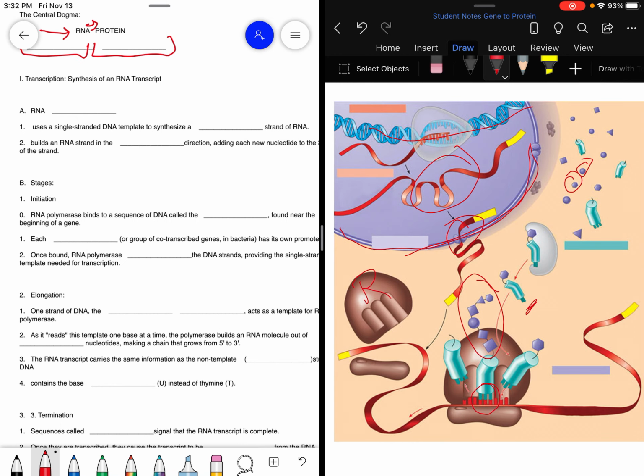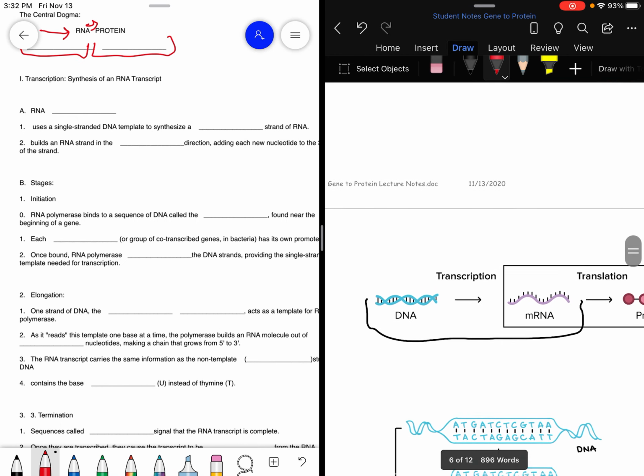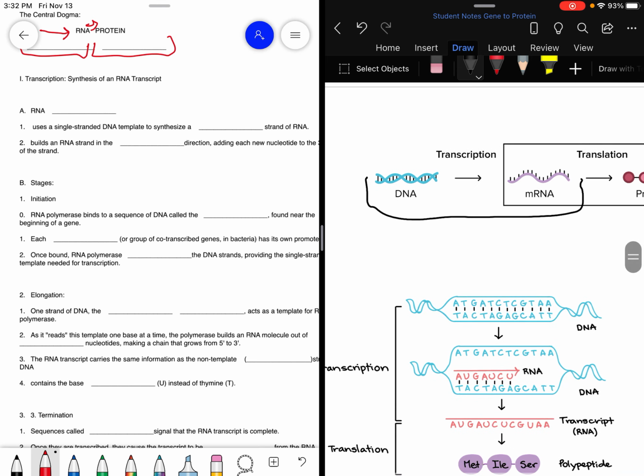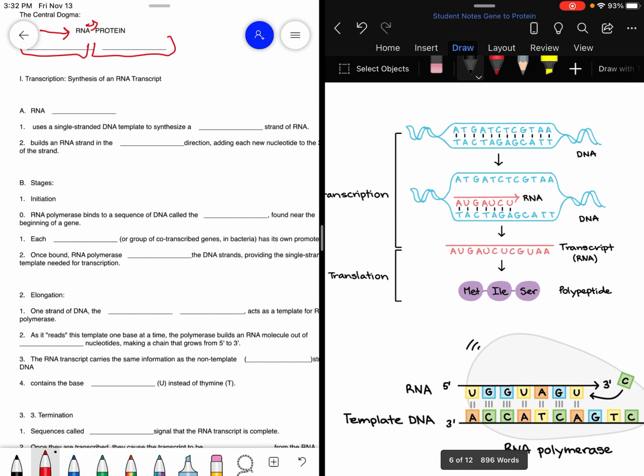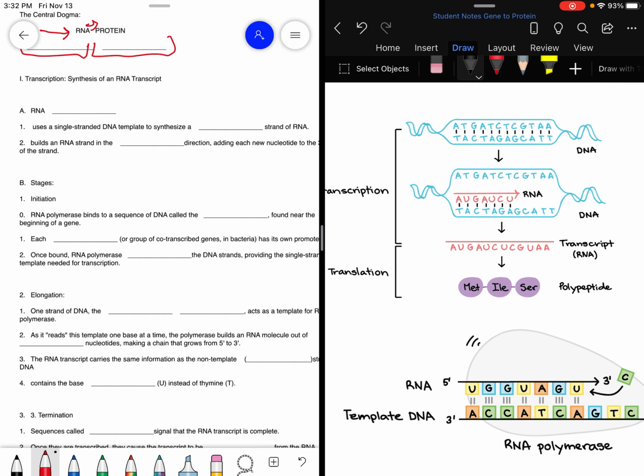Transcription is the synthesis of an RNA transcript. So this little section here from DNA moving to single-stranded RNA is what's going on. You can also see that picture happening here, where RNA is the red and DNA is the blue. So how does that work? RNA polymerase, this gray structure down here, is an enzyme that's going to attach to DNA, and it's going to allow the DNA to be transcribed.